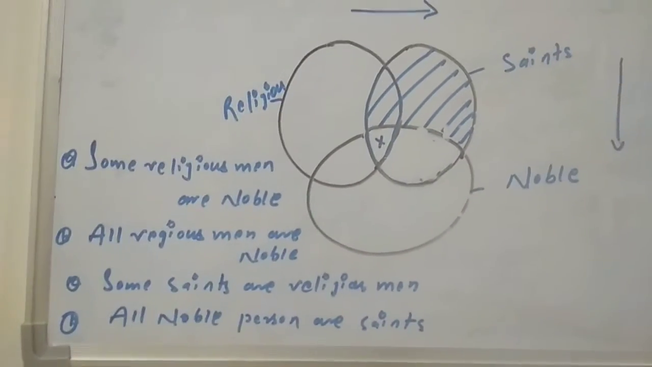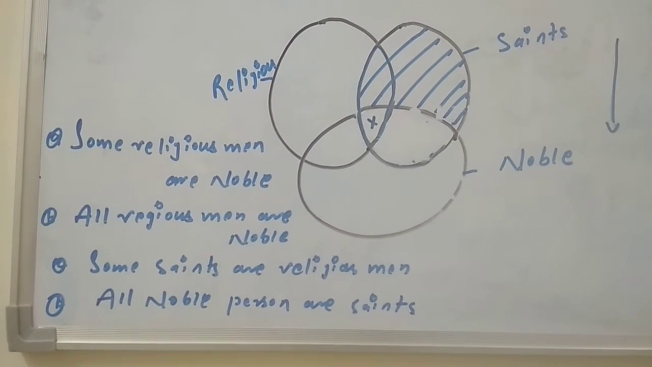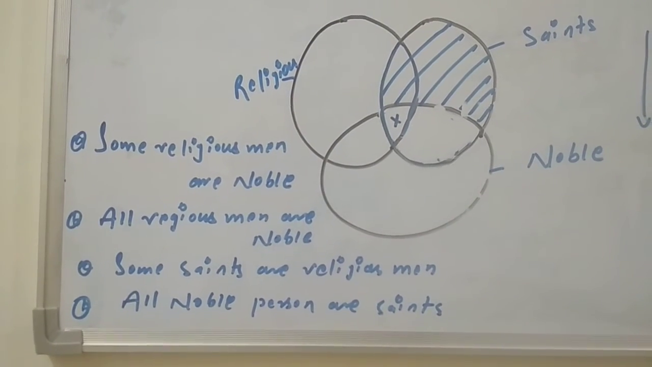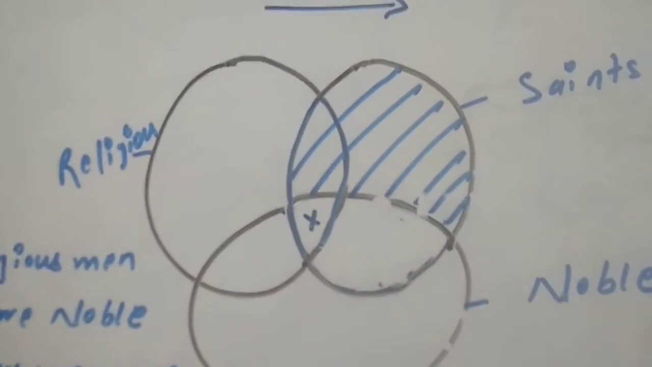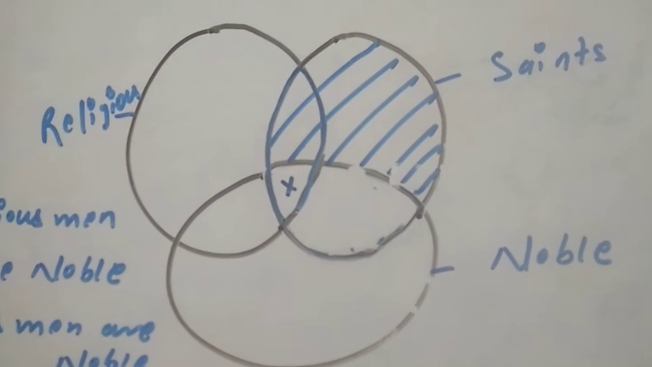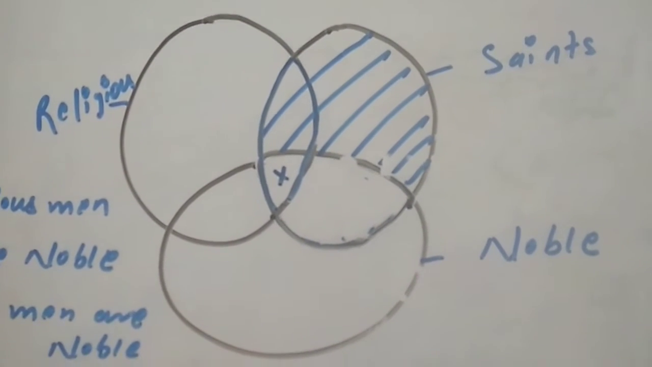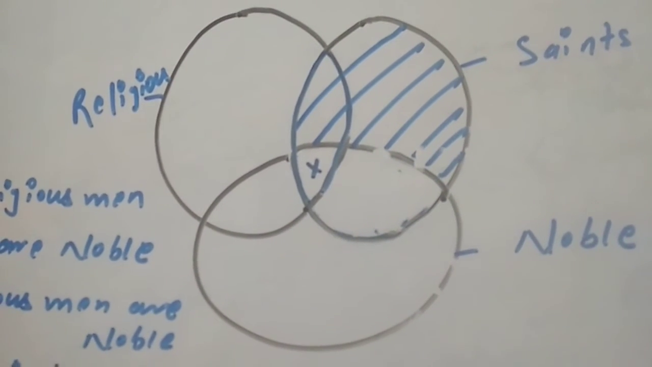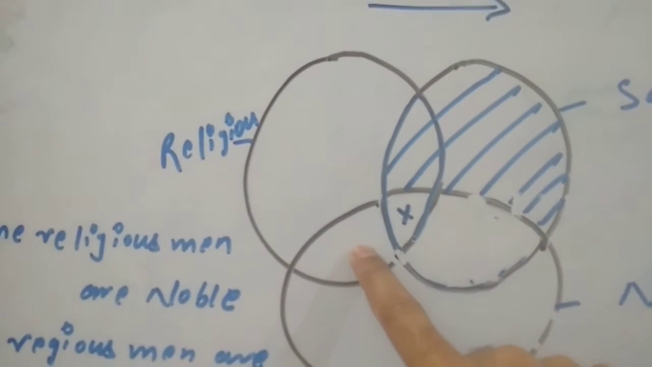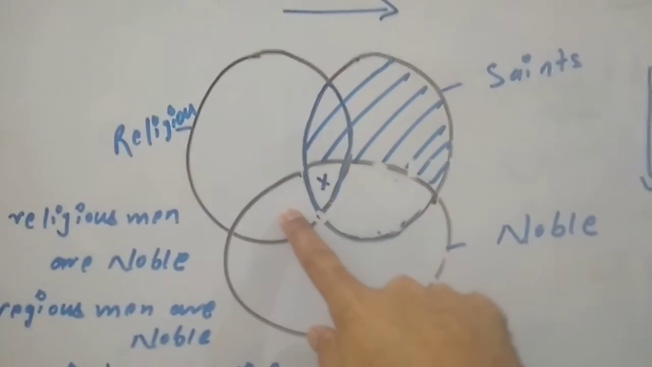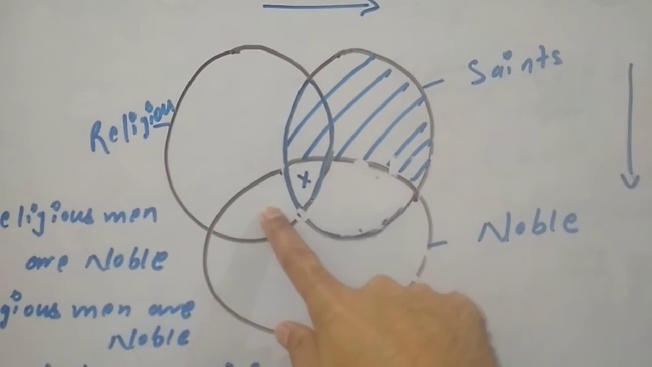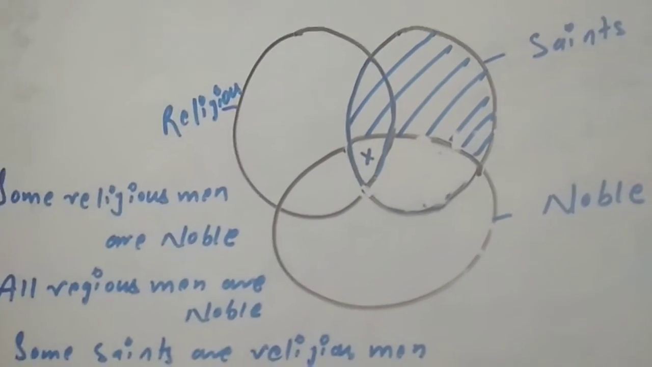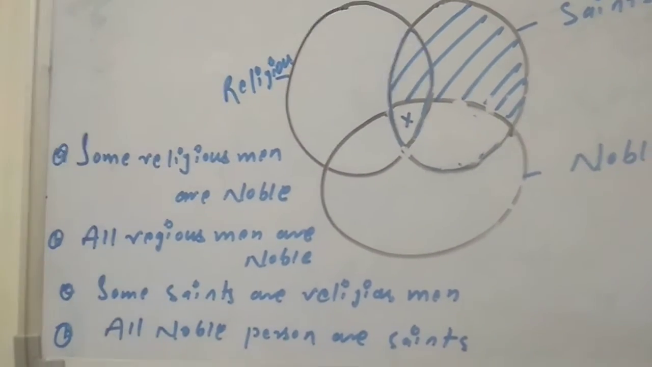What are they saying? First, some religious men are noble. Here also the circle of religious men is intersecting with the noble. One cross we already have, but below it we have a region. Here we have something related to some religious men are noble. Of course, some religious men are noble because this region is intersecting between the religious men and noble. So it can be taken as a conclusion.